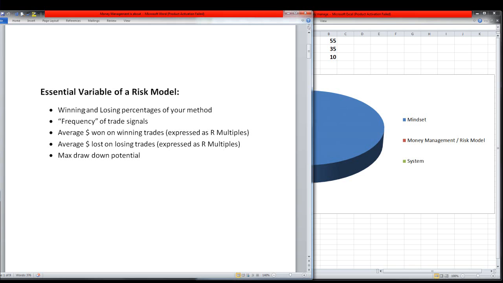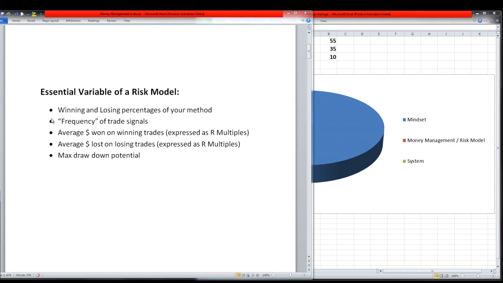The first is the winning and losing percentage of your method. Obviously that's your strike rate, or in professional terms what they call reliability. Quite often all the focus is on reliability. How many winners are you getting and how many losers are you getting, and people want to really focus on trying to get 60, 70, 80% because they want to be winning more often. But when you really look at it, that's not the most important thing, and there's a whole lot of other variables that come into the factor.